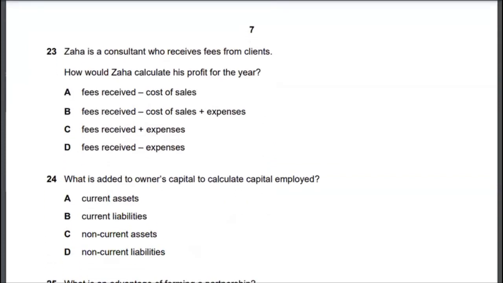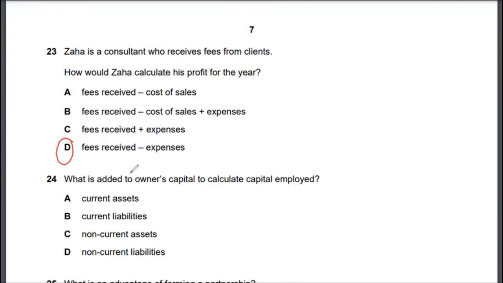Let's look at multiple choice 23. Zaha is a consultant who receives fees from clients. How would Zaha calculate his profit? So Zaha is going to calculate his profit based on fees received minus any expenses. The correct answer to multiple choice 23, again, would be option D.